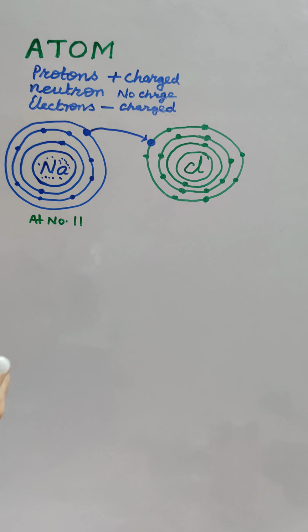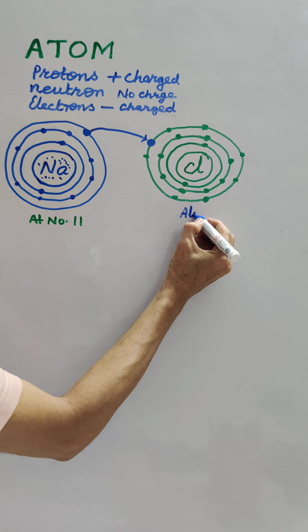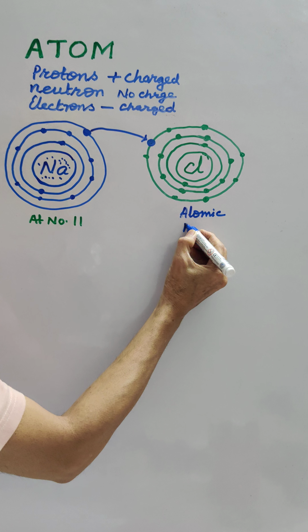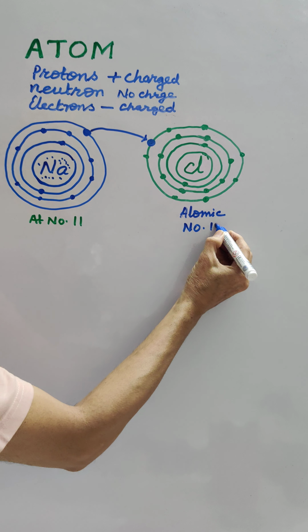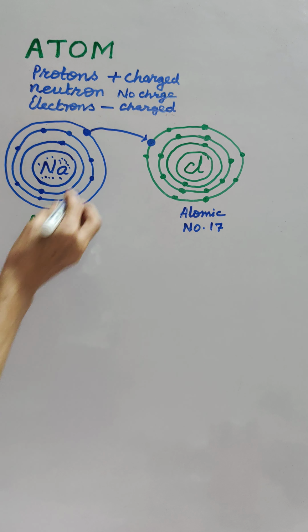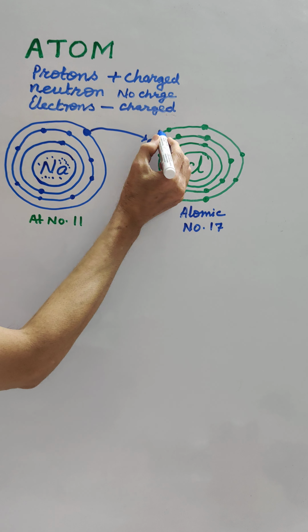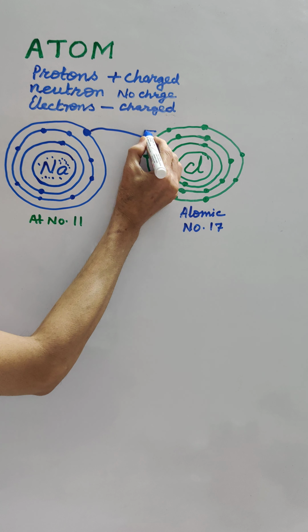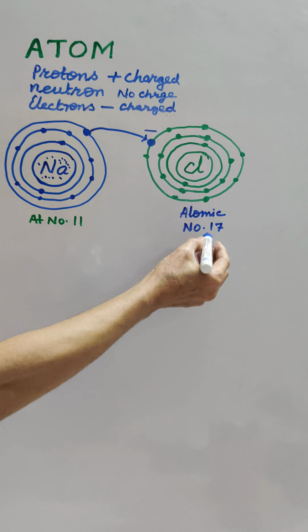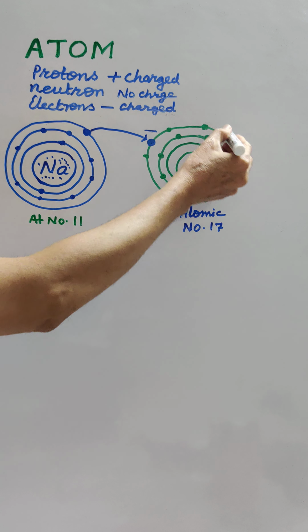The atomic number of chlorine is 17. When this electron is transferred to it, since the electron has a negative charge, this will be charged negatively. It will carry the negative charge along with it. How many protons does it have? 17. How many electrons are there now? 18. So it is gaining one negative charge.